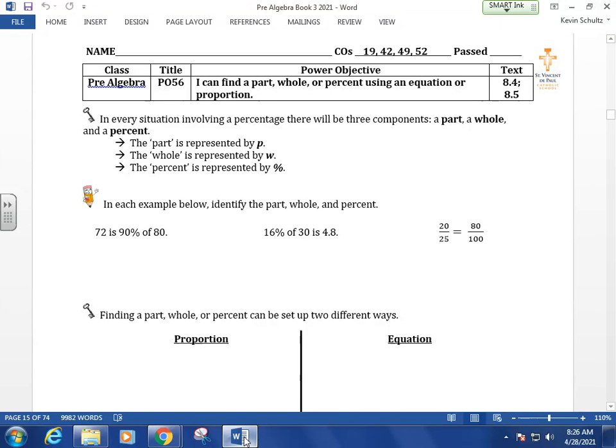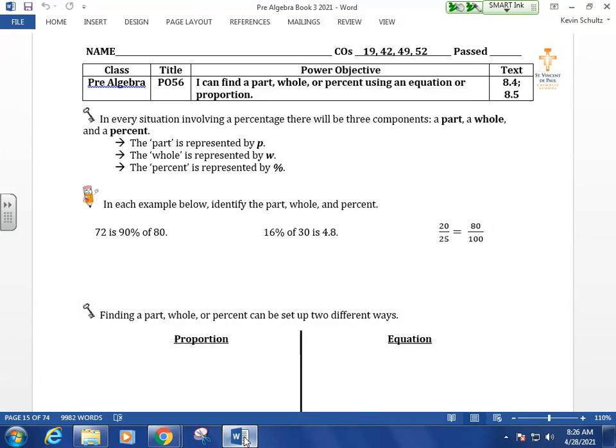This video is going to be on PO56, which is finding a part, a whole, or a percentage using an equation or a proportion. This is the real life context of percentages. We've already seen a little bit of that with our percent of increase and decrease, where you mark something up or you have a sale and you decrease the price.